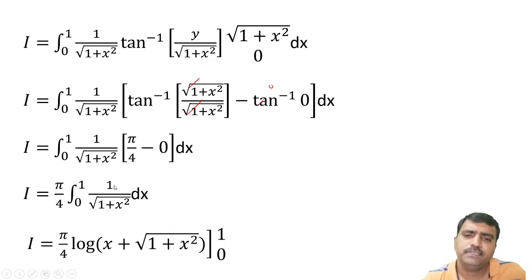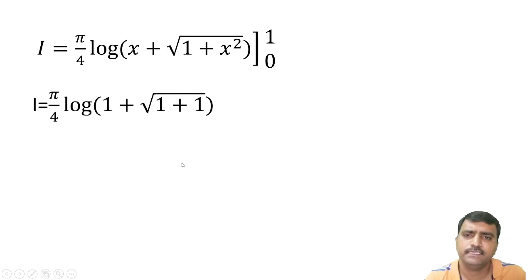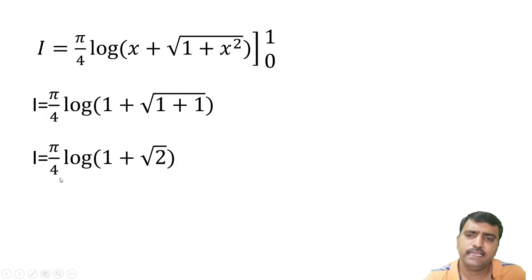Pi by 4 into its integration, which is log of x plus root of 1 plus x square, or it is sine hyperbolic inverse of x. But some may not have studied hyperbolic functions, so better you write like this, use this formula. Log of x plus root of 1 plus x square, its limit is from 0 to 1. When you apply the limit, it is log of 1 plus root of 1 plus 1. When you put x is 0, it is log 1. Log 1 is always 0, so not necessary to write that. Final answer is pi by 4 into log of 1 plus root 2.